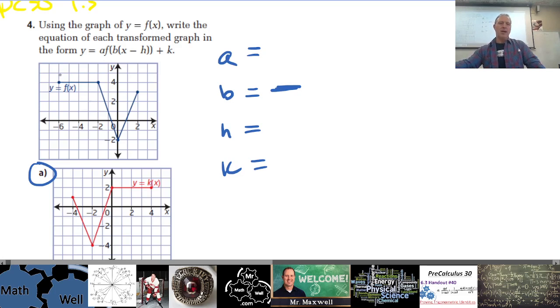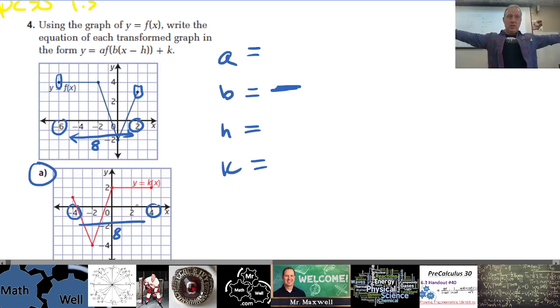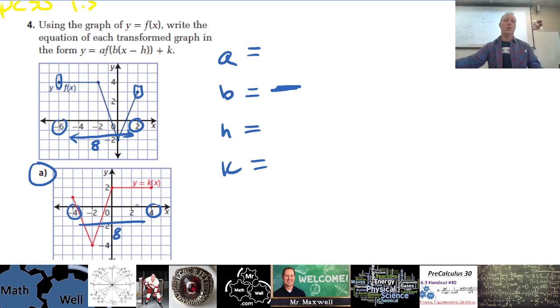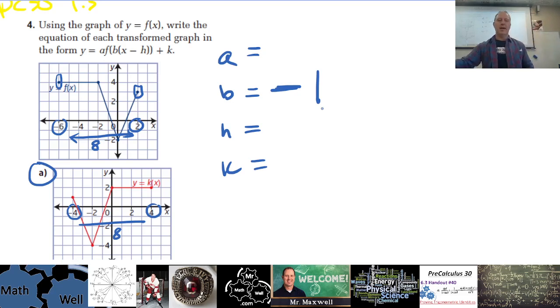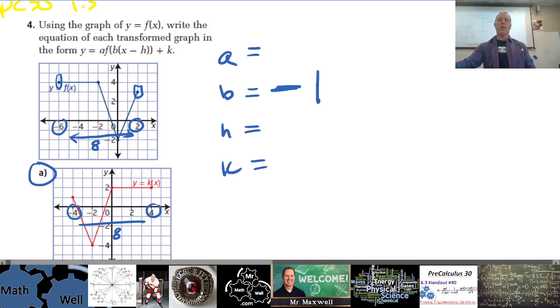Now, since we're on B, let's take a look at the overall width of this one. That is going to be 8 units, right? That's 8 units this way. So what's the overall width of this one? -4 to +4. Oh, that's 8 units as well. So does it look like this thing has stretched horizontally at all? No, it looks like it's the same width. So B is probably going to be -1 then. It's just going to be a flip, or a reflection, and it hasn't stretched out or in, so that's going to be a 1, okay?